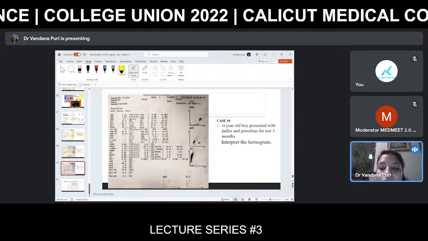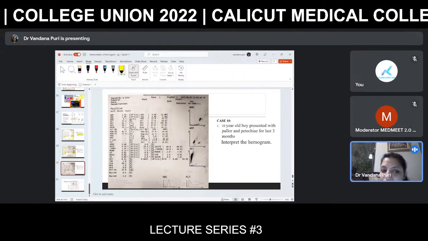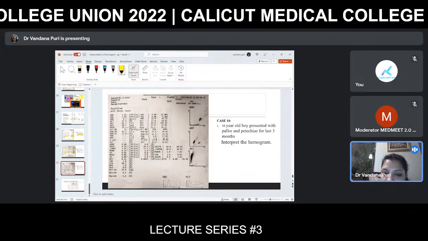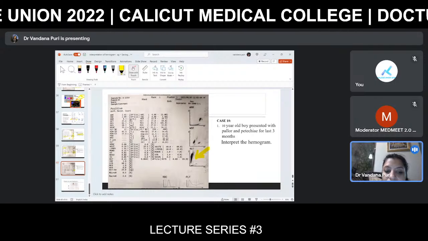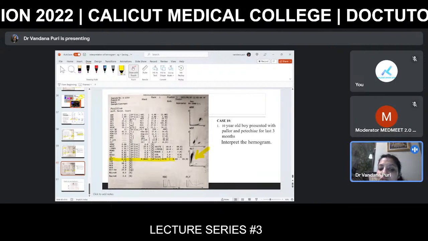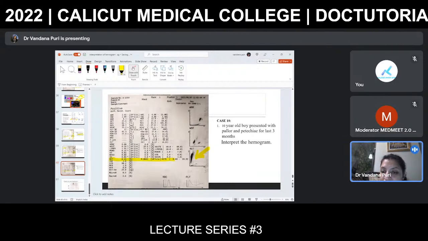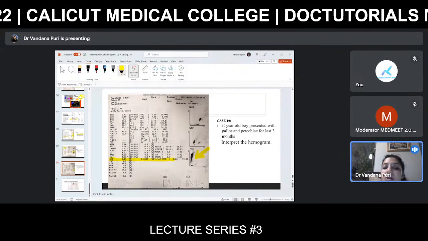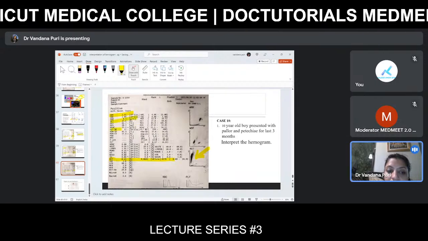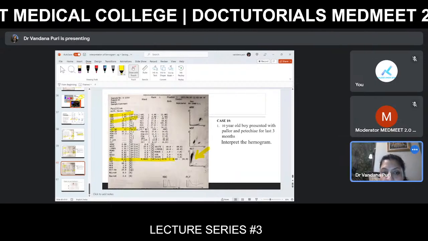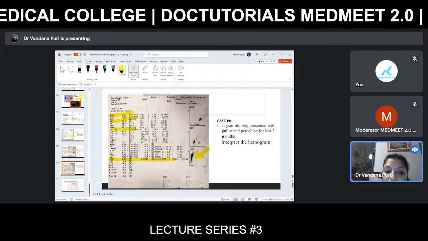This is a 10-year-old boy with pallor and petechiae, and you have to interpret it. So you can see here, there are no reticulocytes coming here. Can you see here? That means the reticulocyte count is very low. Your absolute reticulocyte count is also very, very low. So this patient is having low reticulocyte count. Along with that, your WBC, hemoglobin and platelet all are very low.